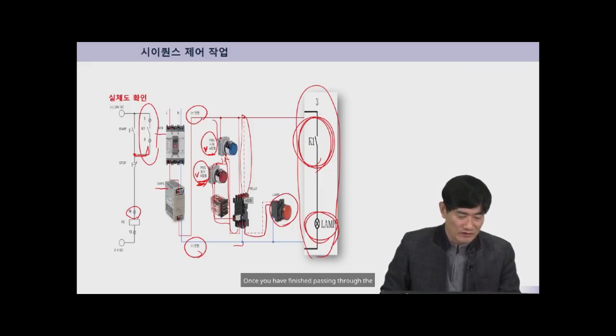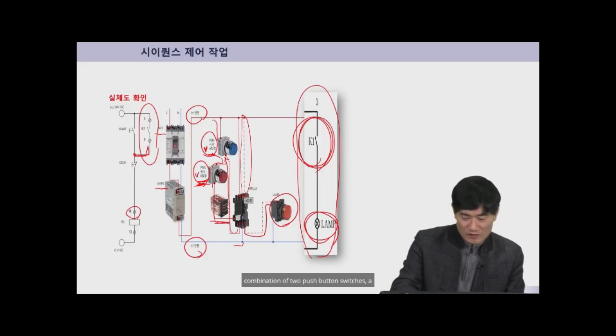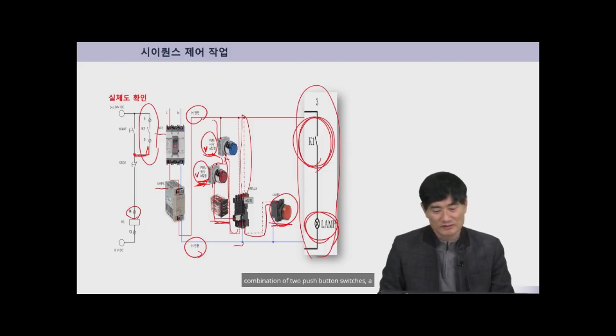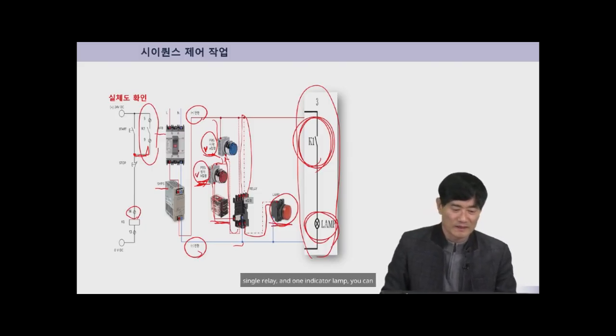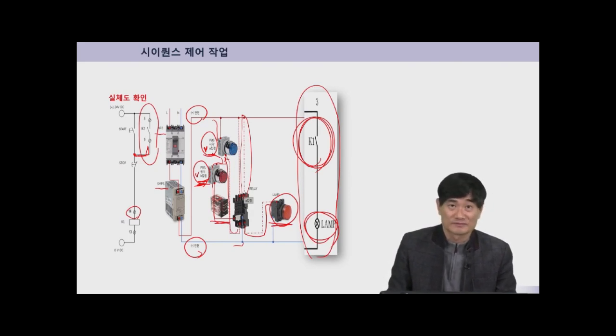Once you have finished passing through the NFB and the SMPS units, it is essential for you to understand that by utilizing a combination of two push button switches, a single relay, and one indicator lamp, you can properly configure a standard self-holding circuit so that it will operate normally and efficiently within the system.